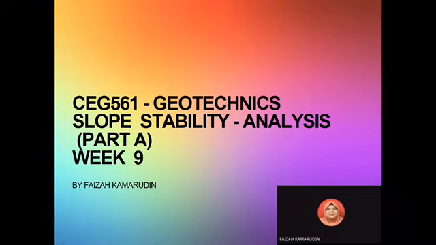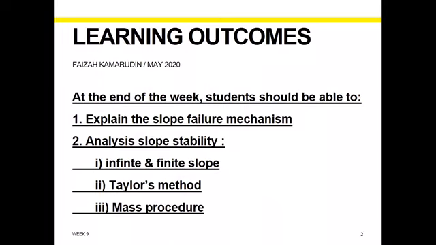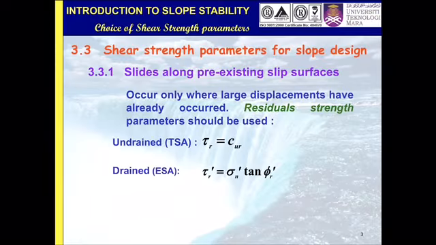So now I'm going to explain the slope stability analysis for part A. We will go through the learning outcomes. The learning outcomes for this week, week 9: at the end of this week, students should be able to explain the slope failure mechanism, and analyze slope stability in terms of infinite and finite slope, Taylor's method and mass procedure for the total stress analysis.